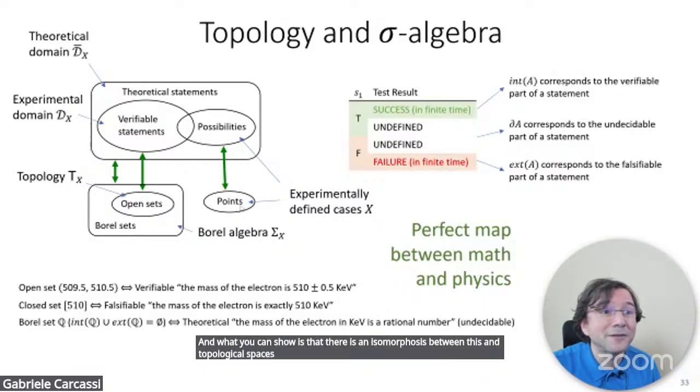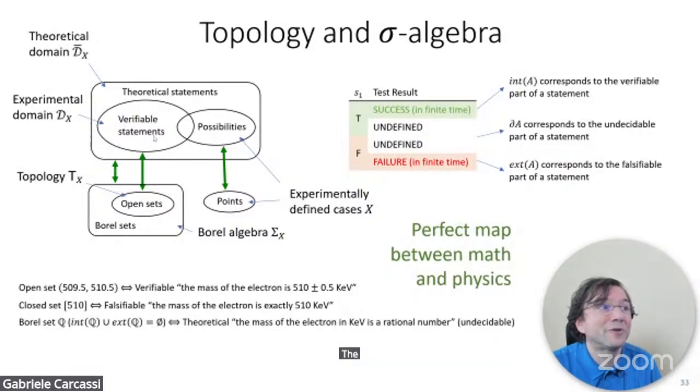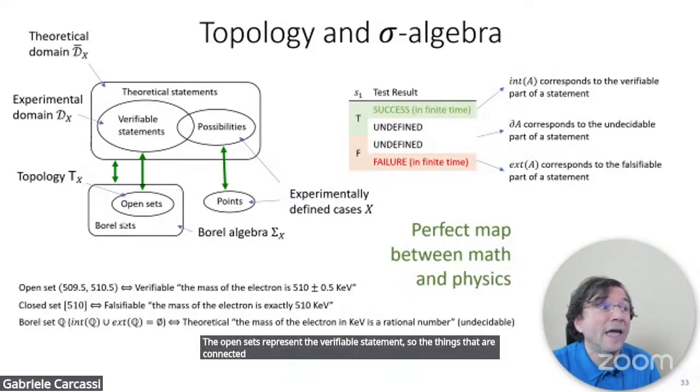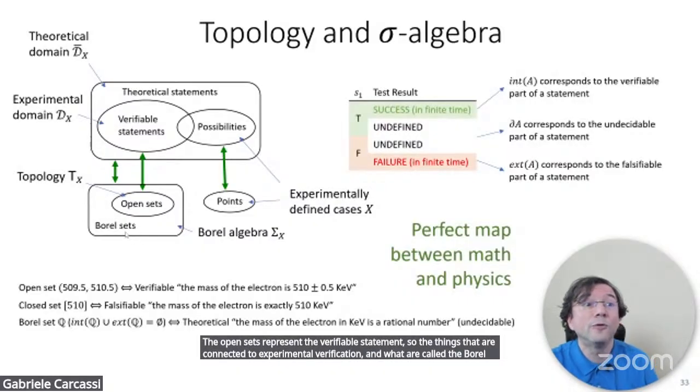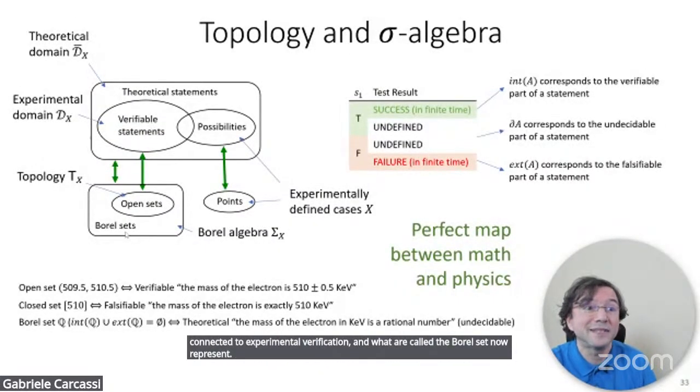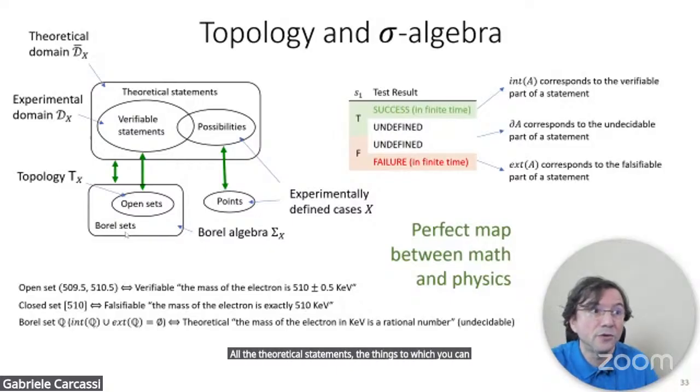The points correspond to the experimentally well-defined cases, like all the possible values of mass. The open sets represent the verifiable statements, so the things that are connected to experimental verification. And what are called the Borel sets now represent all the theoretical statements, the things to which you can associate tests. And then you have this perfect map.